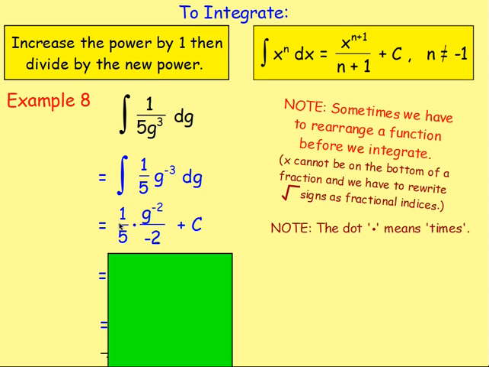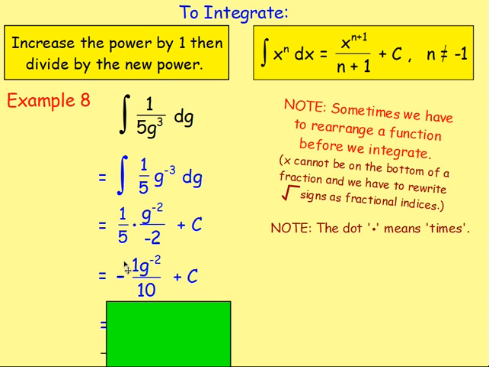It's only the x or the g or the t or whatever your function is written in terms of that we're adding 1 to the power of. So the fifth stays. G would go to the power of negative 2, and we divide by that negative 2. And again, you need plus c because we're integrating here. After that, just multiply the numerators, multiply the denominators. So you've got the negative at the front, just move that out.